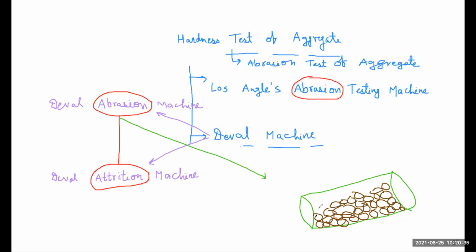If there is rubbing between aggregate and aggregate, if you carefully see here, this aggregate rubbing with this aggregate, this is known as abrasion. Basically it is a kind of attrition. In attrition, only aggregate and aggregate rub with each other, and in the cylindrical mold a steel ball is also present, so there is rubbing between a steel ball and only a steel ball. So this is a kind of attrition.